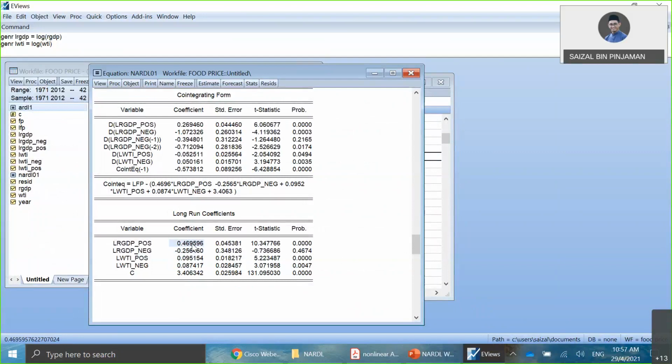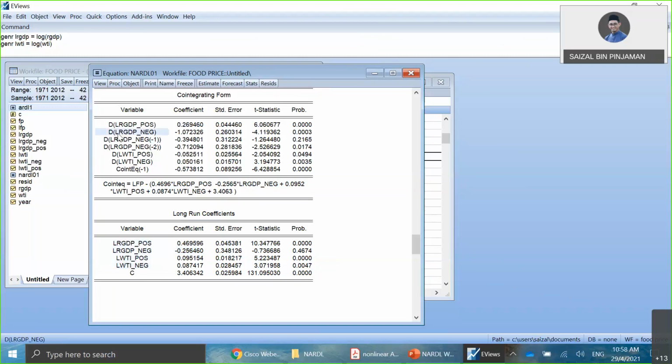Yeah, so based on this individual long run coefficient, we can see that negative GDP is insignificant in explaining the food price. On the other hand, we can run the bound test to see whether these variables are jointly significant in influencing the food price. So we run the bound test to check for that nature.